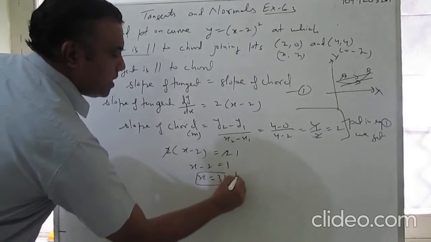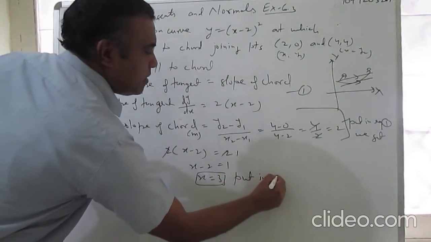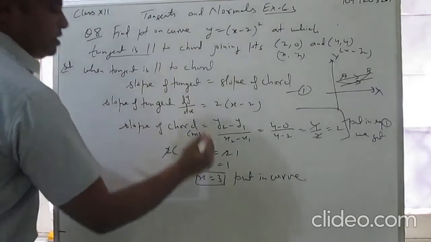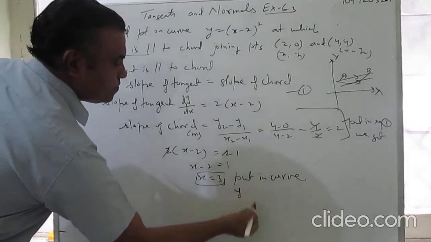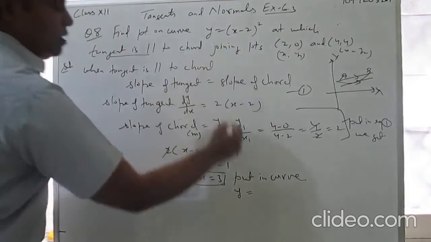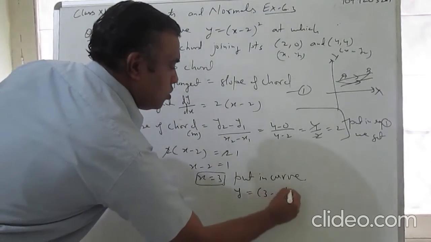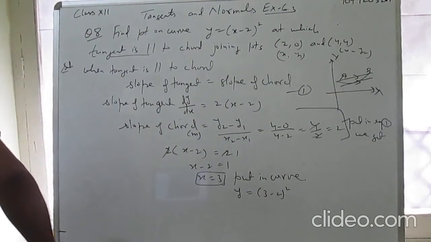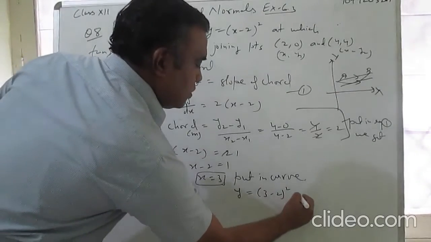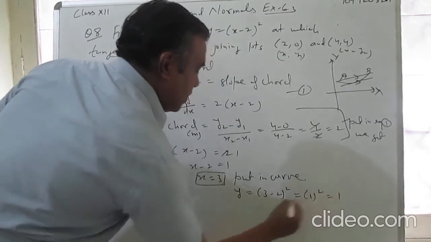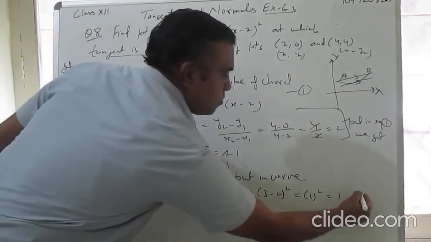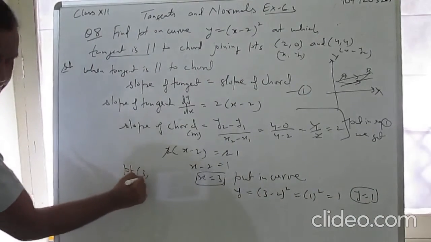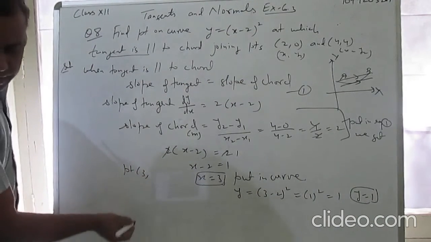So इसको किस में रख देंगे? Point put in curve, you will get y point. Put in curve, कर्व में रख दीजिए y is equal to 3 minus 2 का whole square, means it is y is equal to 3 minus 2, it means 1 का whole square is equal to 1. So y is equal to 1. तो point क्या आ गए? 3, 1.